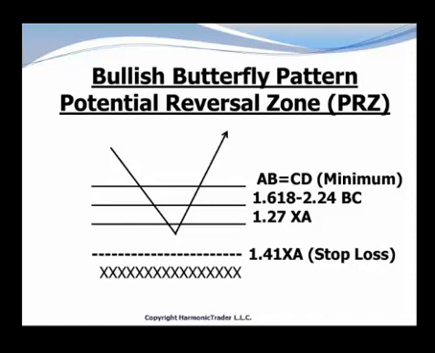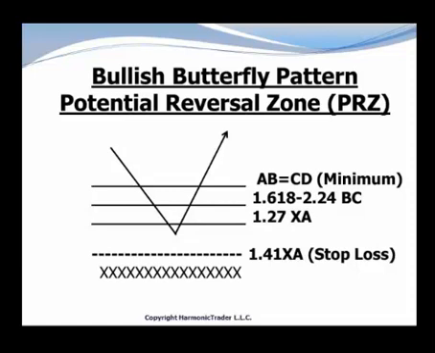Sometimes the BC can be below the 127, but what's most important from this illustration is that the 127 must be tested before we even consider executing a trade. Again, the AB equals CD must be an equivalent minimum mandatory requirement, but can be extended. In the butterfly pattern, we use the 141 XA extension, that area just beyond that, as our stop loss measurement.